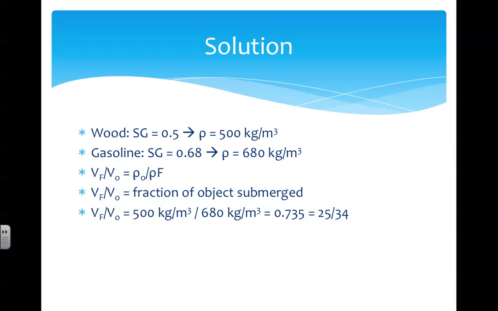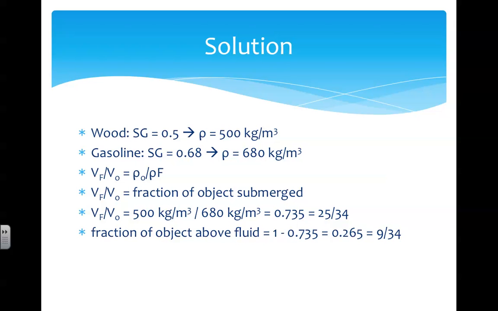So, if we take the right side of the equation and plug in density of the object, the wood, 500 kilograms per meter cubed, and divide by density of the fluid, gasoline, 680 kilograms per meter cubed, we get 0.735. Now, 0.735 as a fraction is 25/34. That means that there is 25/34 of the object that's actually submerged underwater, under the gasoline.